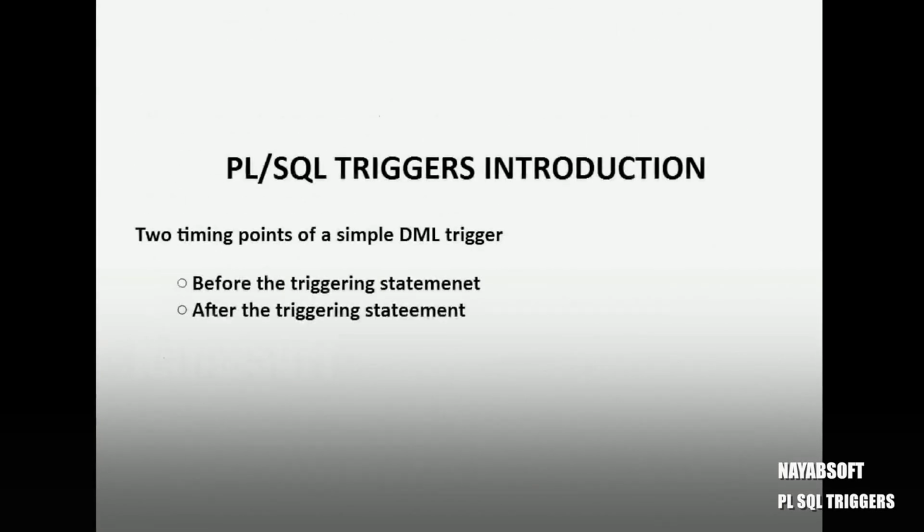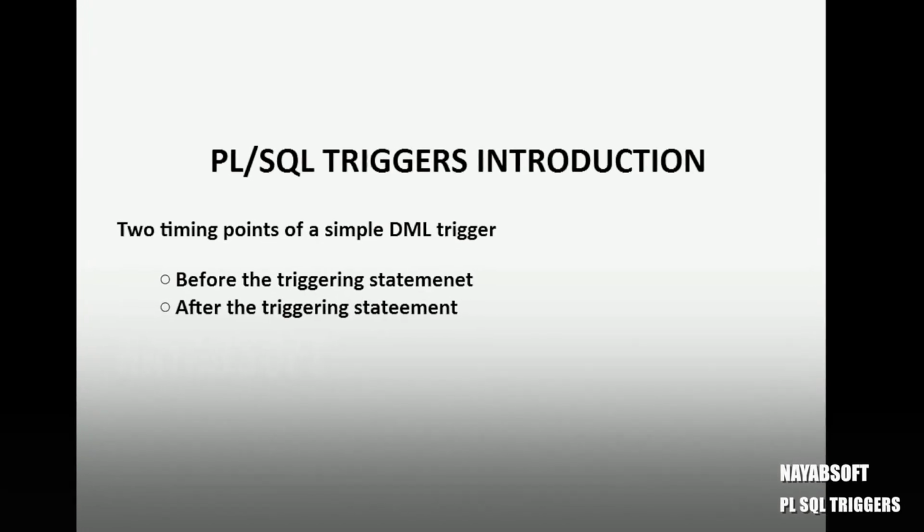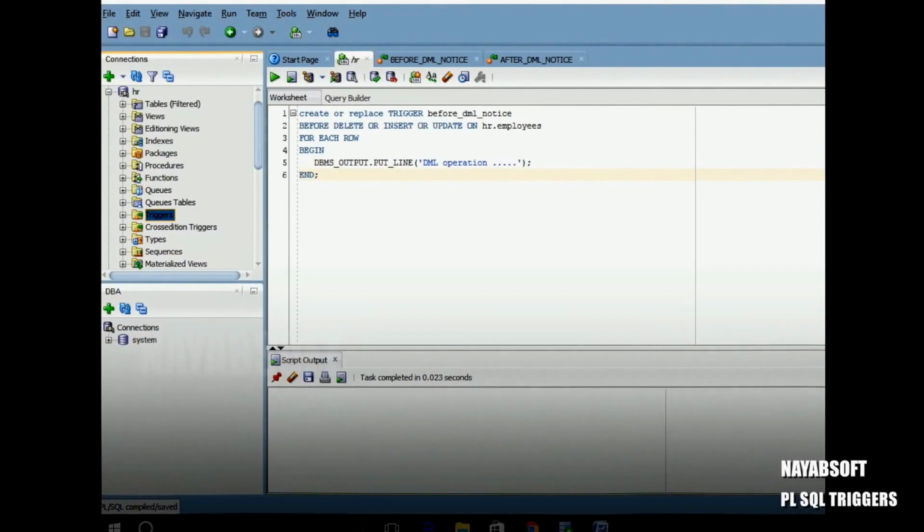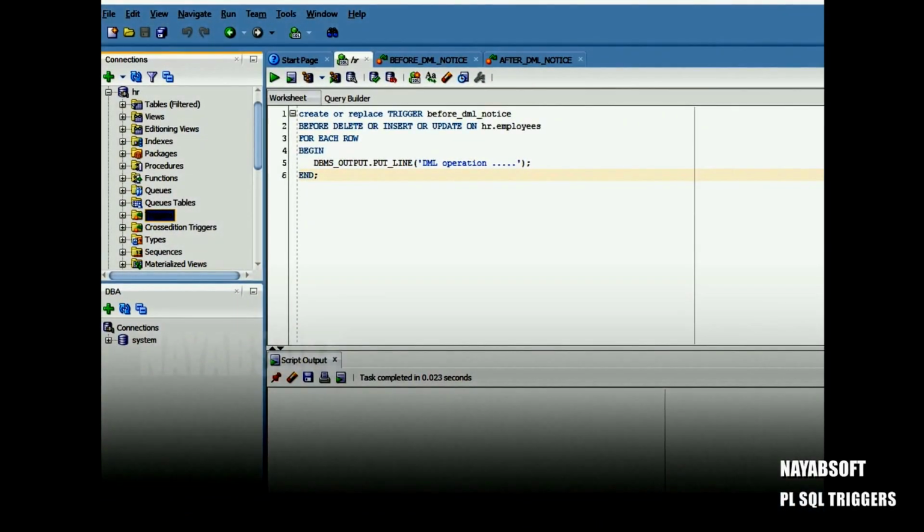A simple DML trigger has two timing points. One is before the triggering statement, and the second one is after the triggering statement. Simple DML triggers, or before and after DML triggers, can be fired on tables and updatable views.